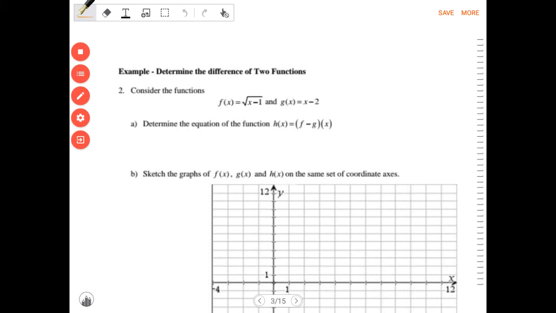Okay, so what about the difference of two functions? Okay, so now we're going to subtract. Okay, not a big deal.